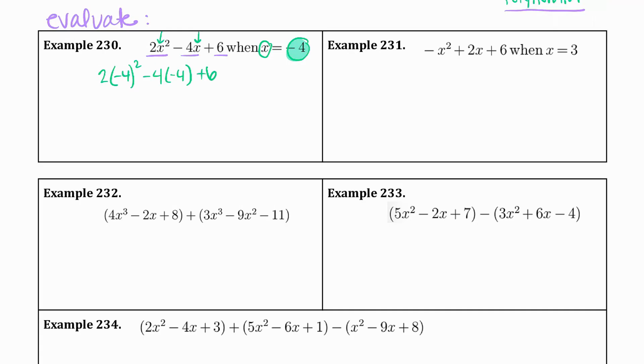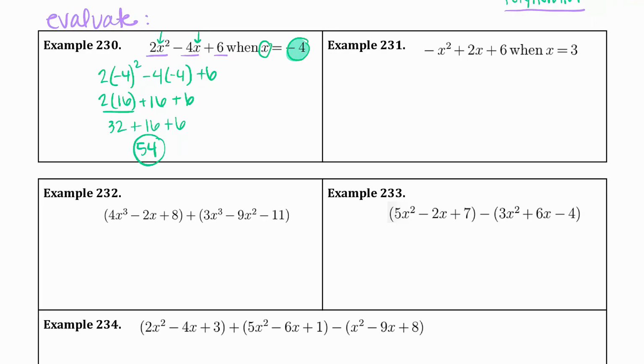It is perfectly fine to type this whole thing in your calculator exactly like you see it. I'm going to keep working here. -4 to the second power is 16. -4 times -4 is plus 16. If I multiply, I get 32 plus 16 plus 6. If we add left to right, we should get 54.